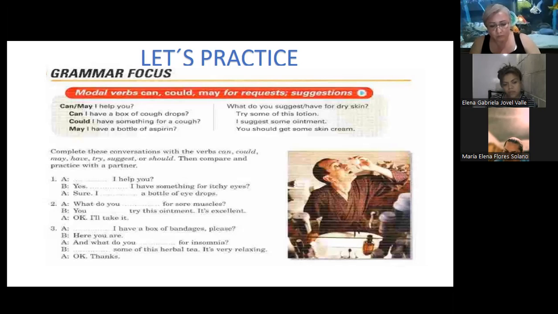Okay, number two. What do you have for sore muscles? And also you say, what do you have for sore muscles? What do you suggest for sore muscles? And the part B says, you try this ointment. It's excellent. So what do you think it is? You should try this ointment. Deberías probar este ungüento. Es excelente. So it's excellent.